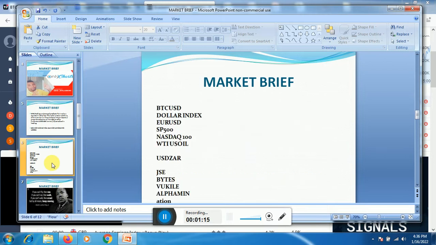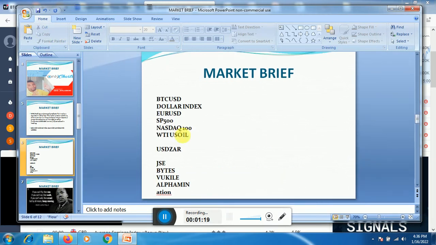The things that we are going to look at in this session are Bitcoin, the dollar index, EURUSD, S&P 500, NAS 100, OIL, WTI, USDZAR, and then we're going to check out the top 40 BYTES, VUKILE property, and ALPHAMIN. I think those are the ones that we are going to look at in this video today.